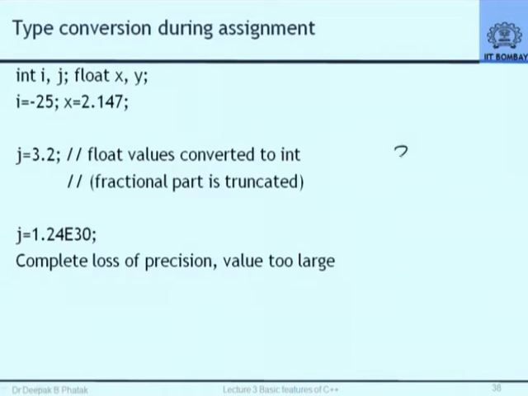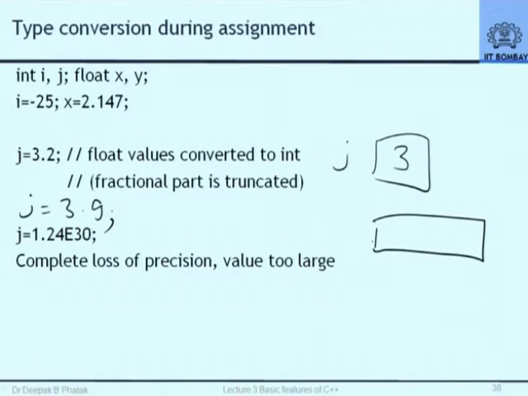j will be 3. What if I said j is equal to 3.9? It will still be 3. So when a floating point value is converted to integer, the fractional part is mercilessly chopped off. Period. j is equal to 1.24E30. What will come into j? Remember, 1.24E30 is actually an integer number, but that number is 1240000 till eternity. And poor fellow j is a 4-byte number. It can at most store a few of the zeros. Complete loss of precision. This should never be done.